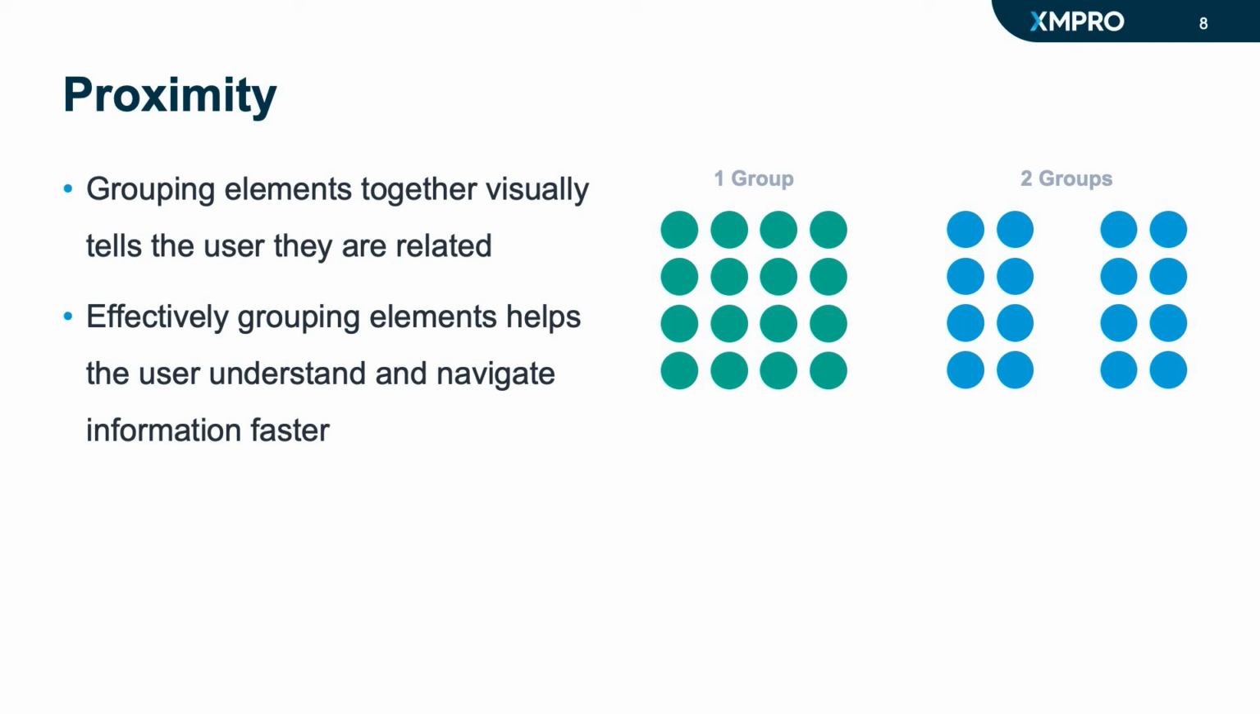Let's discuss proximity. So when you group elements closely together, they visually tell the user that they're related. In the examples on the right, the teal circles form one group. And next to them, we have the same number of circles, but these are blue. And there's a gap between two groups of blue circles. This just demonstrates how your eye groups elements together based on their proximity, and how effectively grouping elements can help a user understand and navigate information faster.